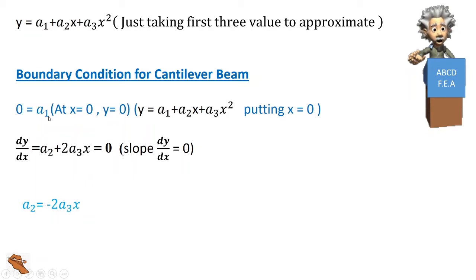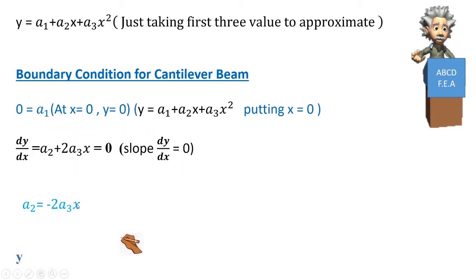The reason is, if we put x equal to 0 and y equal to 0, A1 is completely 0. And the value of A2 we are getting from dy by dx equal to 0. Now you can interchange the value of A2 to A3. Our intention is to keep the whole system in either A2 or A3 form.